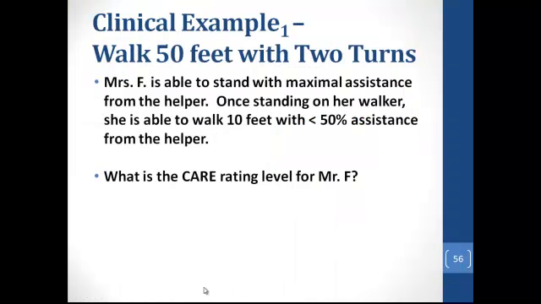Example number 1 is Mrs. F. She is able to stand with maximal assistance. Once standing, she is able to walk 10 feet with less than 50% assistance from the helper. What is the care rating level for Mrs. F? The best response is dependent. The patient is able to ambulate but cannot walk 50 feet. The maximum distance she was able to walk was 10, which was less than the amount required for this item. So the best rating is dependent.